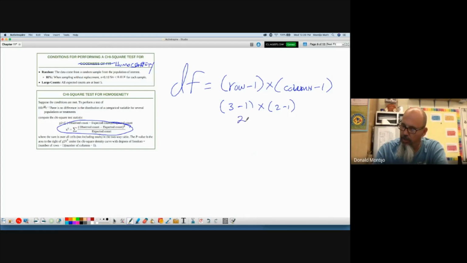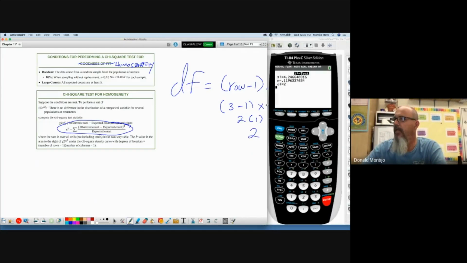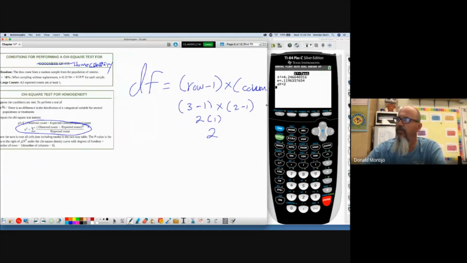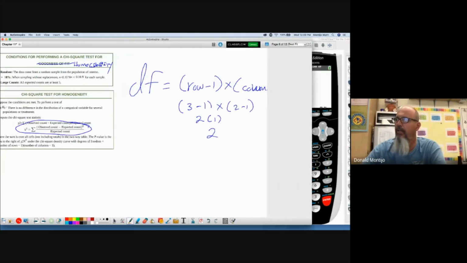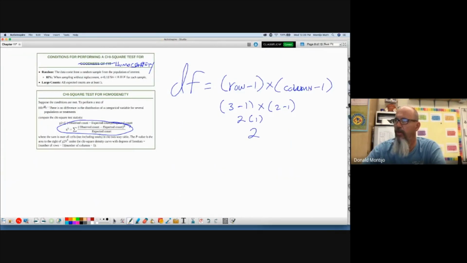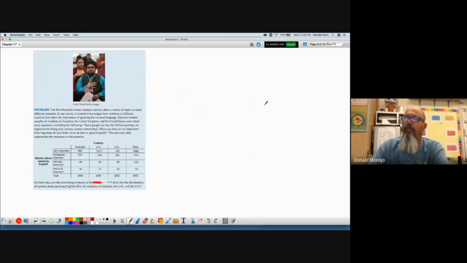So it's 2 times 1. There are 2 degrees of freedom. Let's see if the calculator understood that. Yep, the calculator told us the degrees of freedom were 2. That's how the calculator came up with 2 degrees of freedom, by doing row minus 1 times column minus 1. All right, let's do an entire problem now for tests for homogeneity.